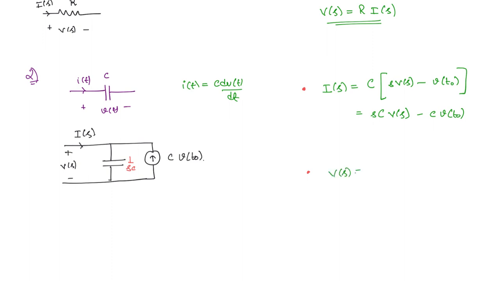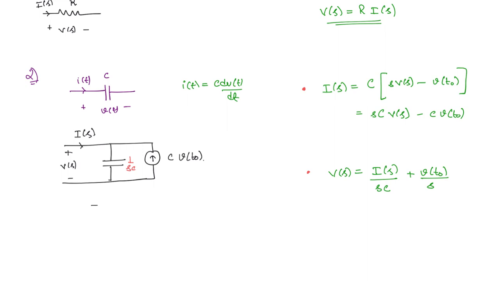V of s is equal to I of s by sC plus v(t0) by s. Now here voltages are getting added. Whenever voltages are getting added, it means that it is a series combination, because only in series combination will voltage be added. Okay, so we'll try to draw this circuit.